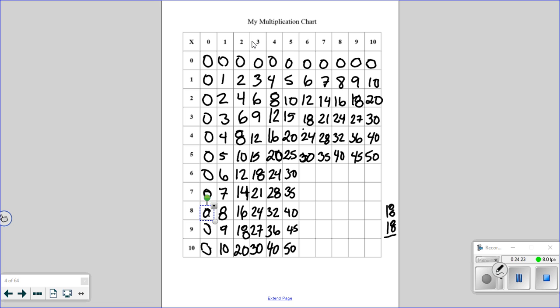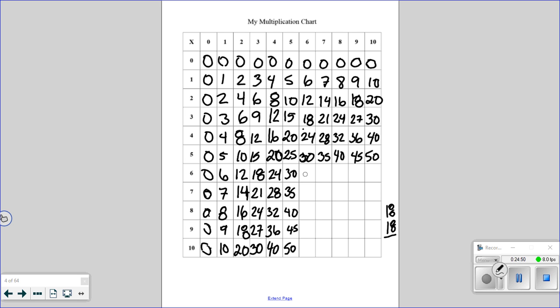We also did our 6s. Now the strategy we used for 6s was to take our 3s and do what with them? Nobody has any yet. Take our 3s and do what? Jordan? Double them. Double them. So let's look at our first 6 that we don't know. 6 times 6.